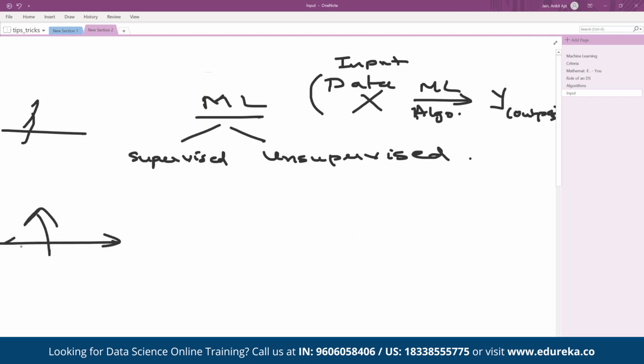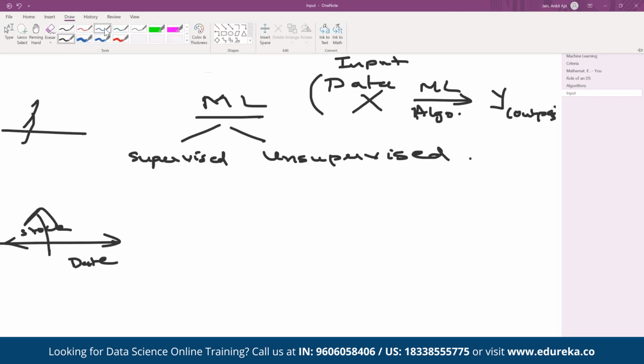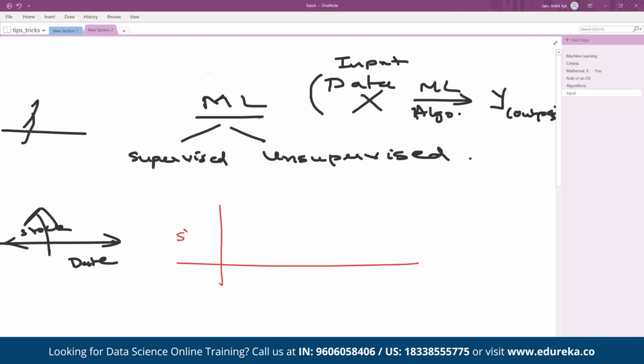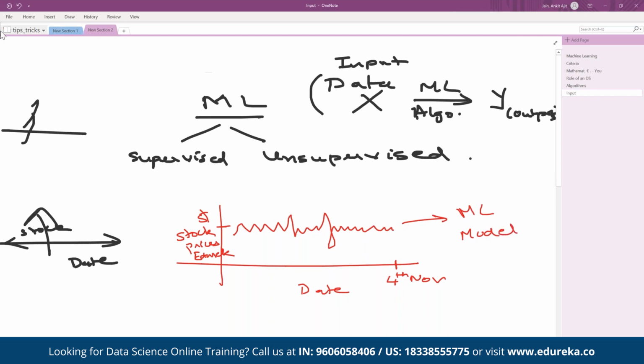To make it easier to understand, suppose you have made a graph which gives you a relationship between stock price and the date. Suppose we are creating a graph of stock prices, say Edureka has a share, and we want to see the behavior of Edureka with respect to date, 4th of November. We know the prices till today. Suppose these are the Edureka share prices in dollars. Suppose we feed this data into a machine learning model. It can now be used to predict for the next day, that is 5th of November, 6th of November.